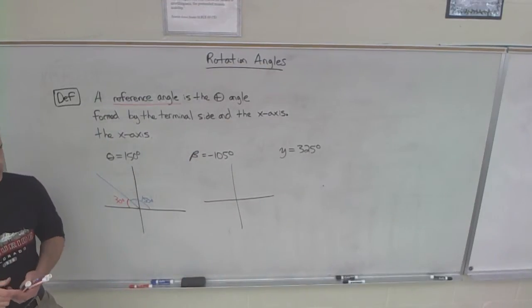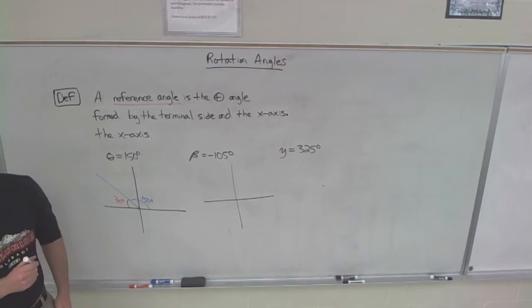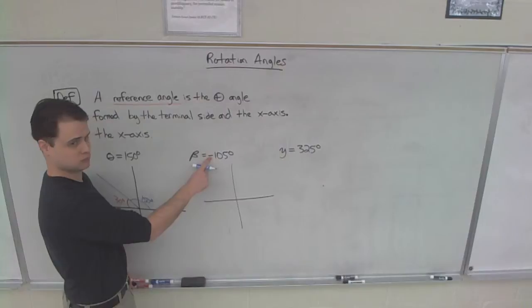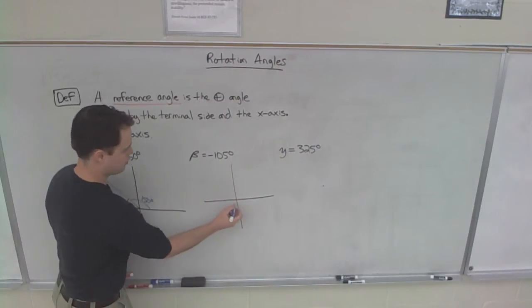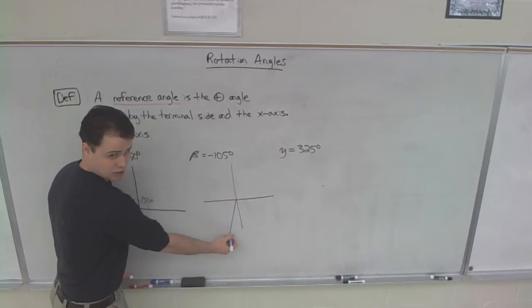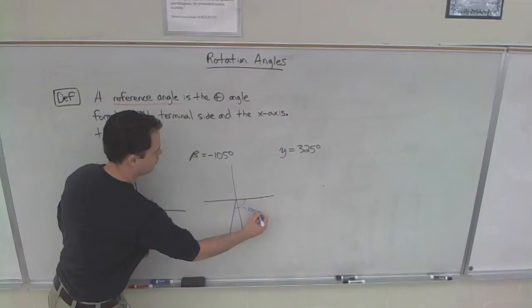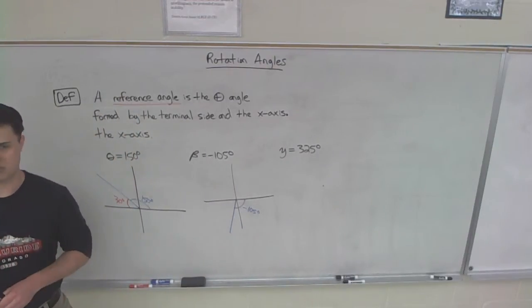Negative 105 degrees, what quadrant's that going to be in? Miss Miller, what do you think? Here? Yeah, right there. Right there about, right? Just a little bit past negative 90? Okay. So that's negative 105. That's beta. But what's beta's reference angle?